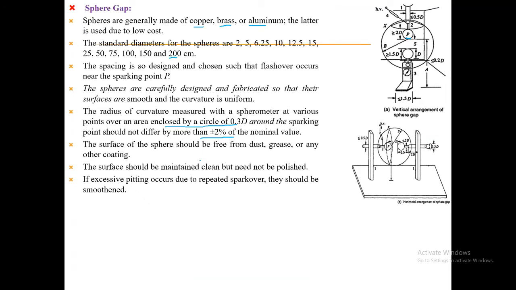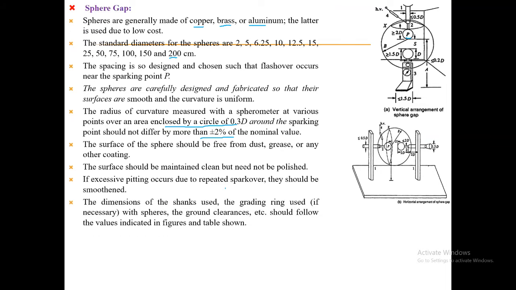If excessive pitting occurs due to repeated spark over, they should be replaced. Ideally you can smooth them with some glass paper or something, but if the pittings are still observed, then you have to replace the spheres, because the pitting will always cause irregularity on the surface. So the surface gets very rough, and as you know, a roughened surface will promote the corona.